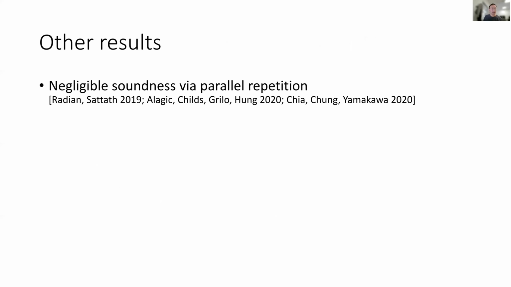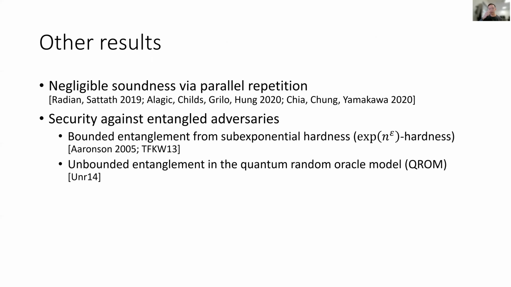To conclude, I will mention some other results. The protocol that I've shown before actually only achieves soundness 3/4 against efficient quantum adversaries. And we showed in the paper that you can get the soundness down to negligible by essentially parallel repetition. The analysis borrows some ideas from existing works listed here. And also the security, while I did not show the proof, only works for unentangled adversaries.